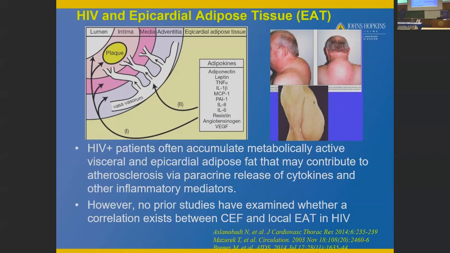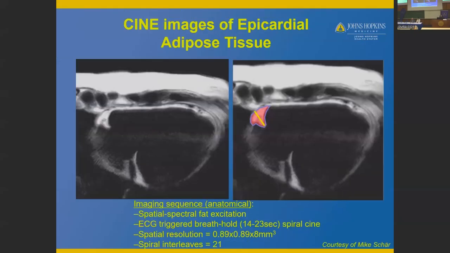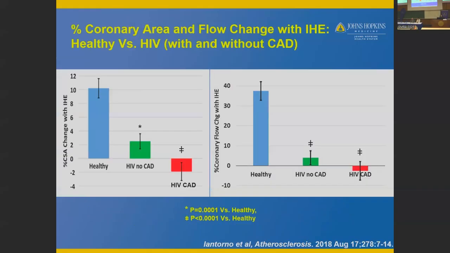And they often accumulate metabolically active visceral fat, which then communicates with the underlying endothelial cells. So we're very interested in body fat distribution and how that impacts vascular function. So we looked at cine images of epicardial adipose tissue, EAT. We first showed that percent CSA, which is our measure of endothelial function, was reduced in patients with HIV, even without CAD, and it was worse if they had known CAD.